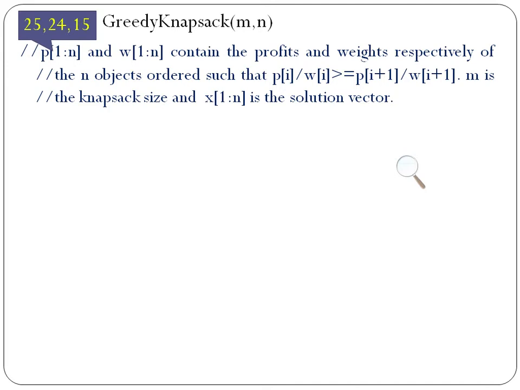Before this, we will see one example. We consider that we have three objects, and the profits for these three objects are 25, 24 and 15. These are the profits of the three objects. Now the weights of the three objects are 18, 15 and 10. So these are the weights of the three objects.